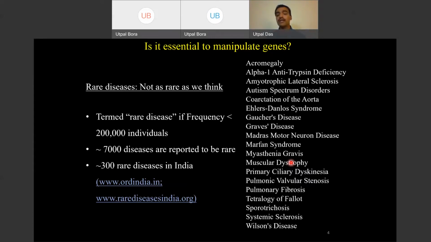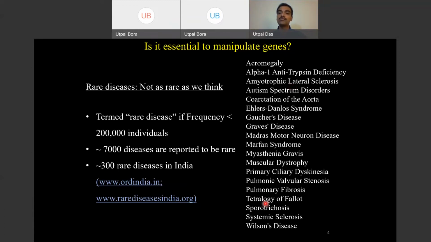So another disease is Marfan syndrome. Marfan syndrome basically leads to an enlarged aorta, or aneurysm. So it's a dangerous disease where the human aorta enlarges and sometimes it ruptures, and that leads to sudden death. And then myasthenia gravis, another autoimmune disease, muscular dystrophy. So the list is kind of never ending.